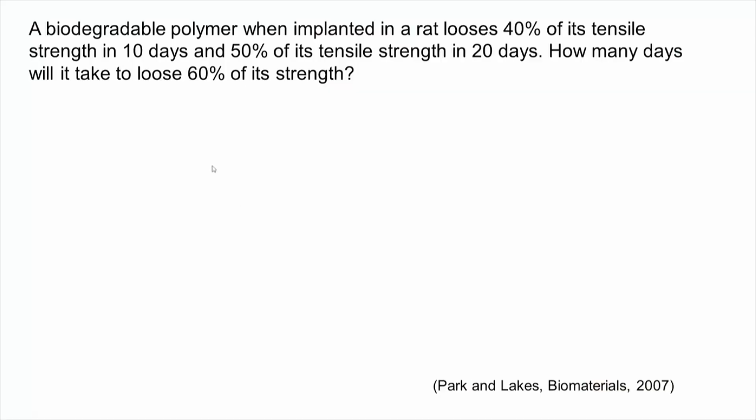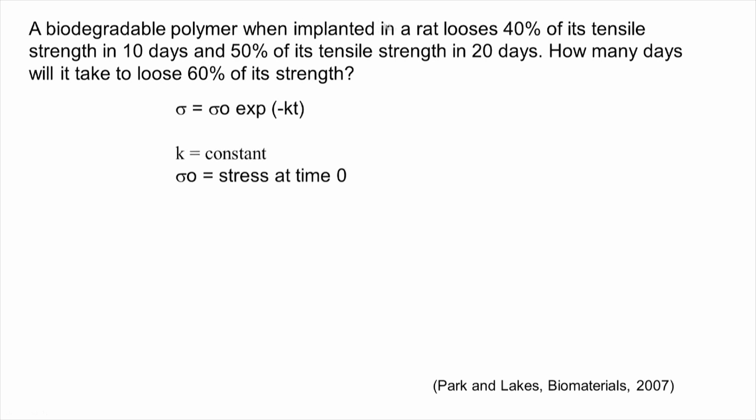So, let us look at one or two problems, okay, on this topic. A biodegradable polymer when implanted in a rat loses 40% of its tensile strength in 10 days and 50% of its tensile strength in 20 days. So, how many days will it take to lose 60% of its strength, okay. That is quite simple.